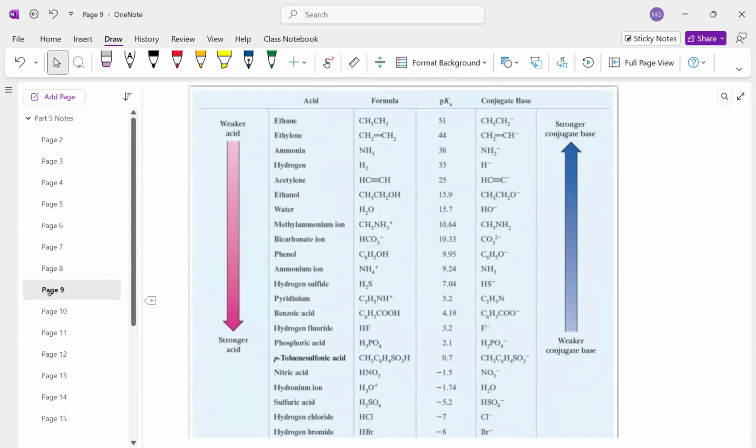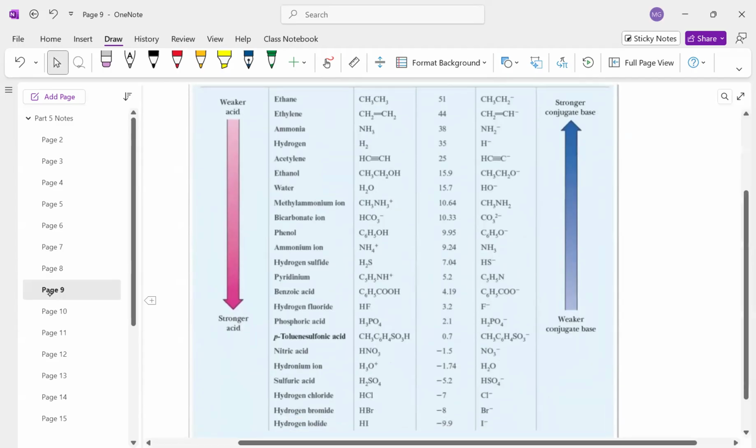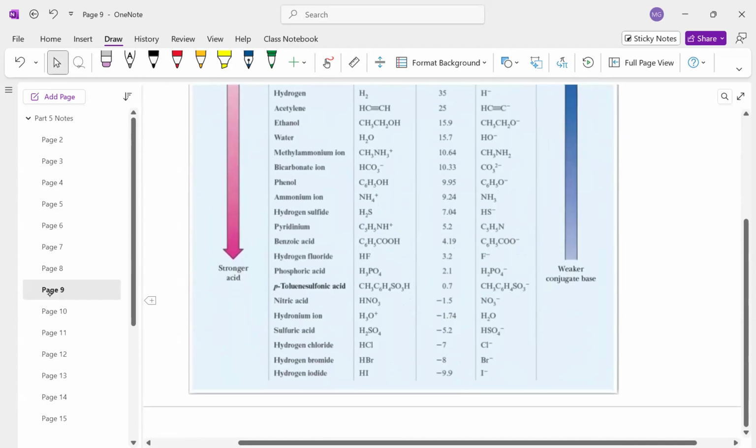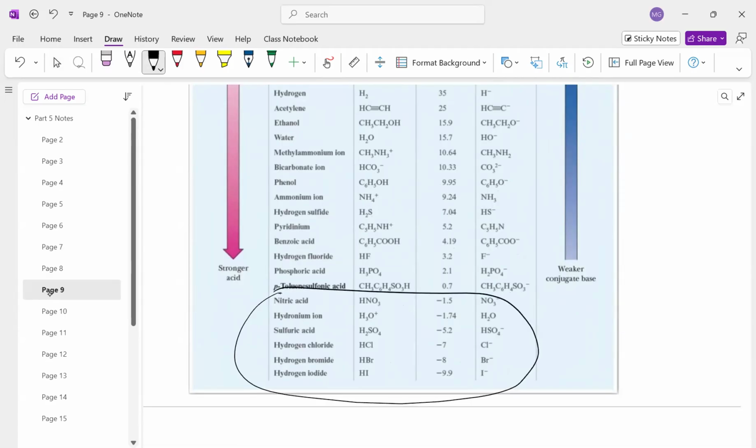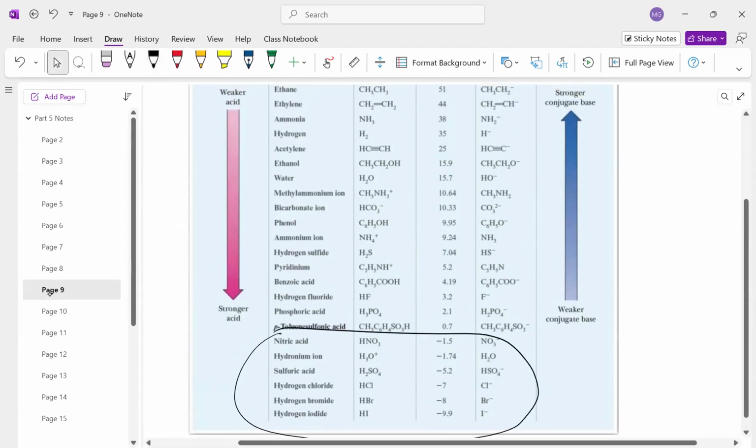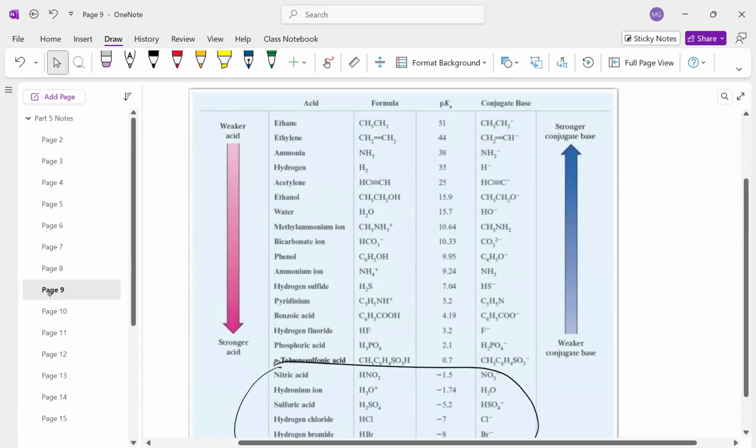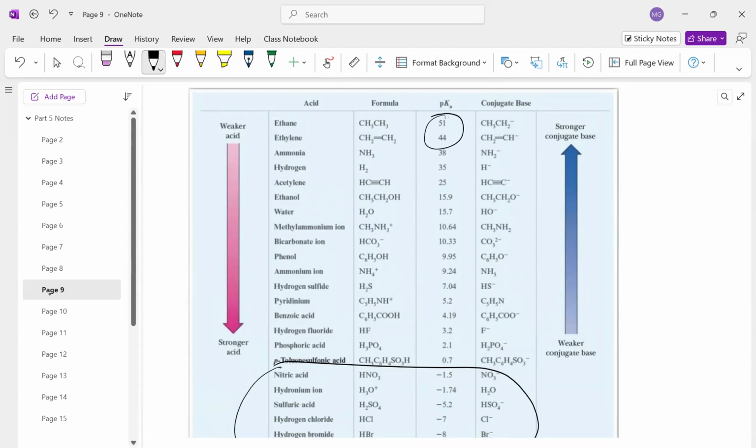Now, this table here, I do not expect you to memorize. I don't want you to memorize it. I do want you to look at some of the trends, though. At the bottom here, we have a lot of our inorganic acids that you're familiar with. Notice we call all of those strong acids. They have very low pKa values. And then as we go up, we're getting more into organic acids. And then we include things up here like ethane and ethylene. These are never acids. Their pKa's are so high that there isn't a base that exists that's strong enough to deprotonate those.